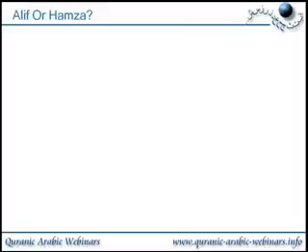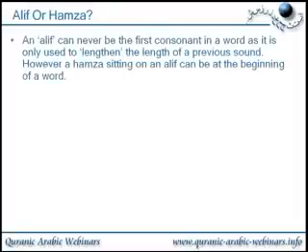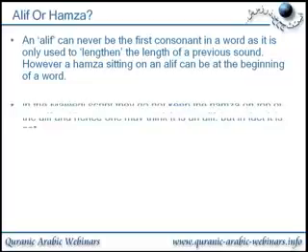Alif or hamza. We're going to cover an area where people get confused between what is alif and what is hamza. An alif can never be the first consonant in a word, because remember alif is actually a long vowel and is always a long vowel. It never is a consonant, as it is only used to lengthen the sound of a previous sound, i.e. the fatha. However, a hamza sitting on an alif can be at the beginning of a word.